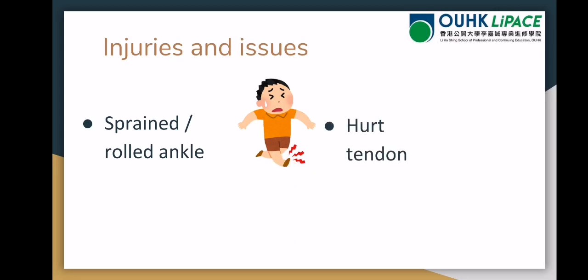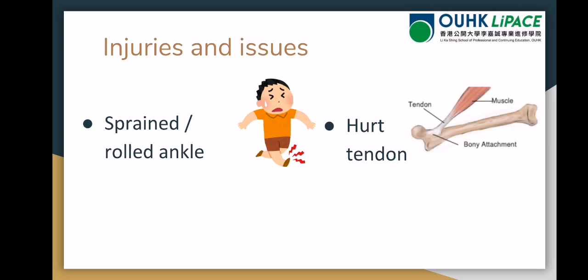And related to a sprained ankle is hurt tendon or some sort of tendon pain. Tendon is the part here of your body that connects muscle to bone, and it's very common. If you sprain your ankle, you will hurt the tendon. If you injure your knee, quite often you will hurt a tendon as well.